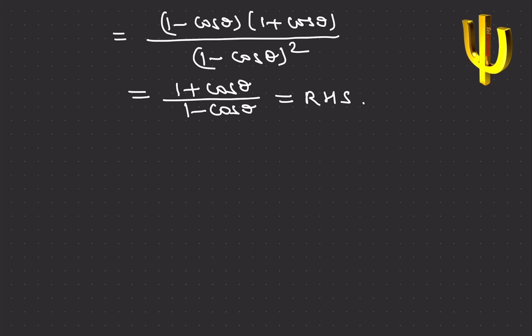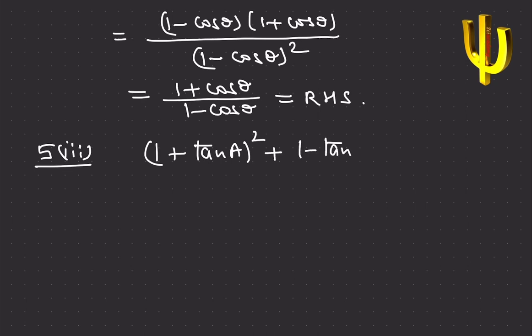So we have next problem 5.3. In this we have to prove that 1 plus tan A whole square plus 1 minus tan A whole square equals 2 sec square A. So let us solve this.